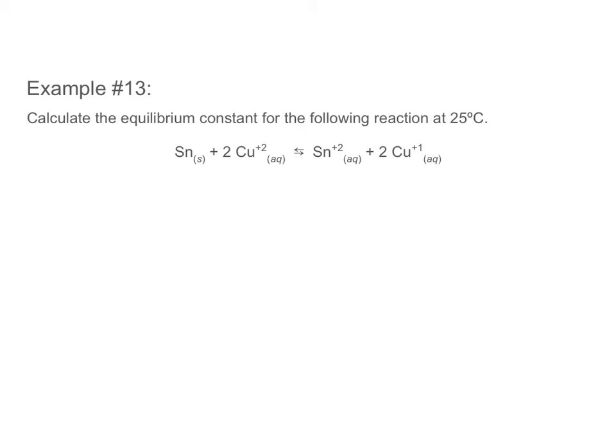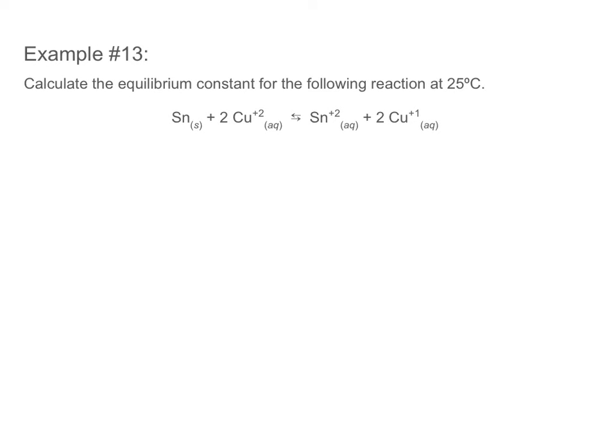So we did not talk about this. I don't think we started this problem on Friday, so we're going to talk about this today. The very first thing I'm going to do is try to identify what's being oxidized and reduced. So we have tin with a 0, tin with a +2. So it looks like it has lost electrons. So in this case, tin is oxidizing.